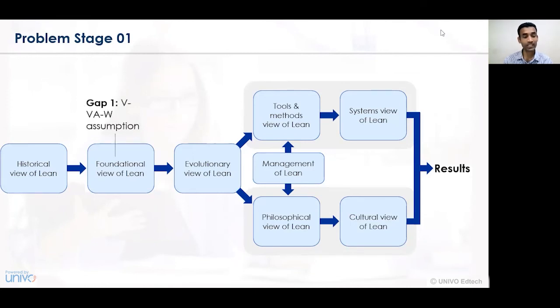So that is the concept of gap identification, stage number one. At stage number one, the gap was identified at the foundational view of lean, that is gap one, which is value addition and waste management, the foundation view of lean.